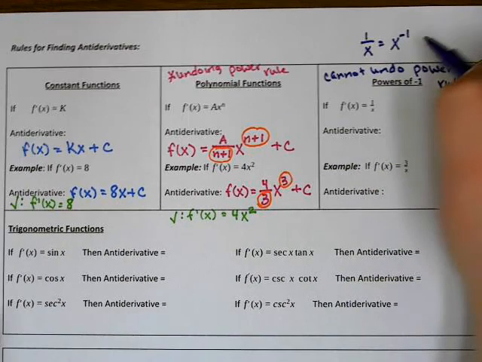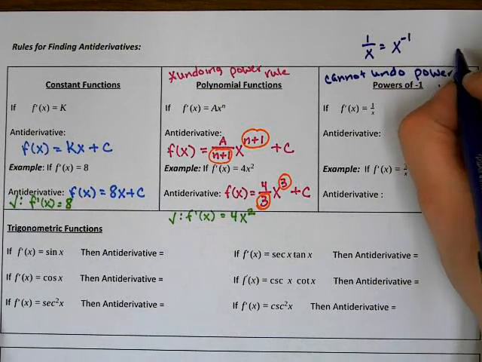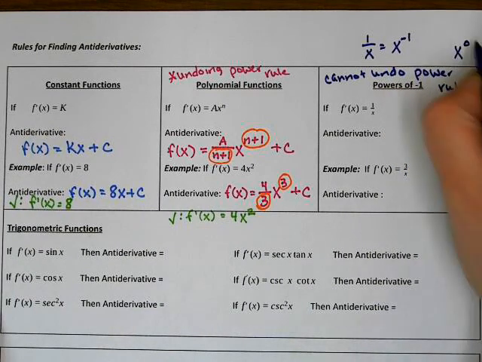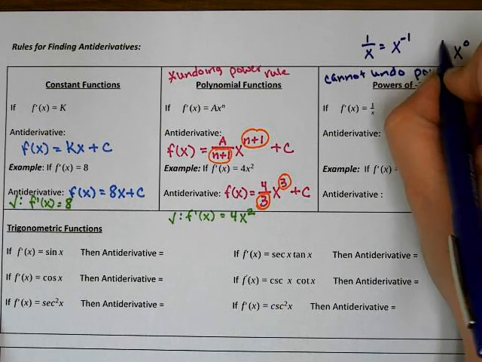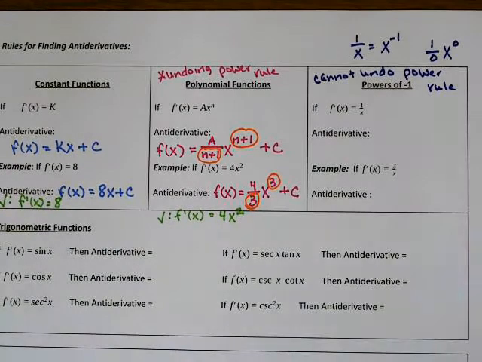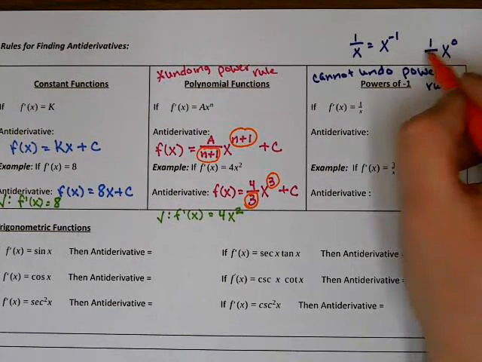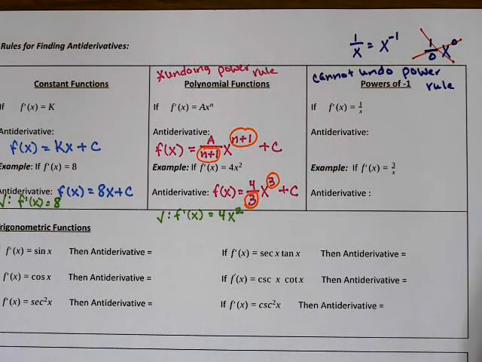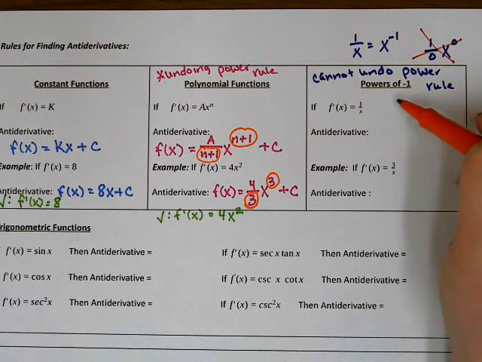So if I'm going to undo the power rule, I'm going to add 1 to my exponent. That becomes x to the power of 0. And then my numbers in front become 1 over 0. And hopefully you guys look at that and you can immediately tell that that's a problem. We cannot use the power rule to try and undo a power of -1.